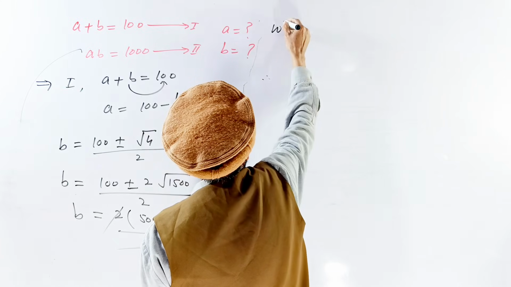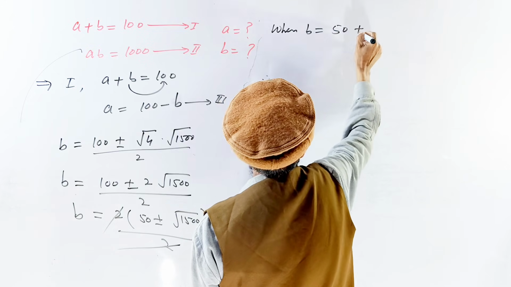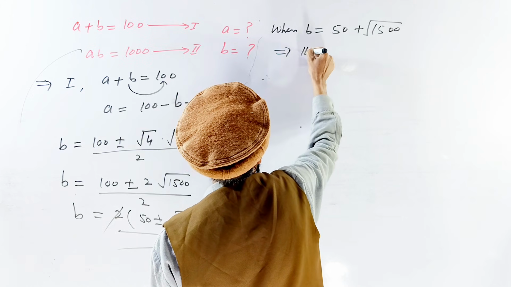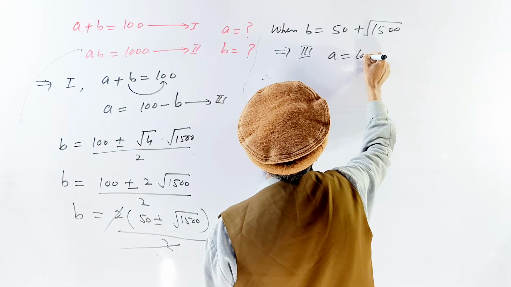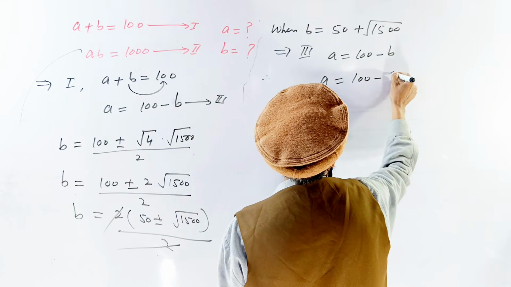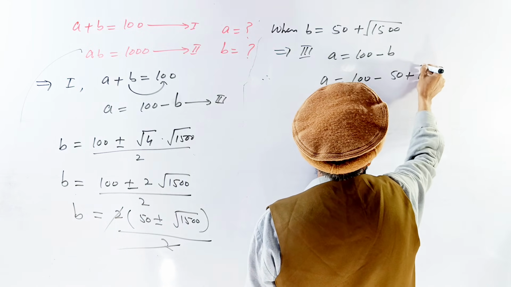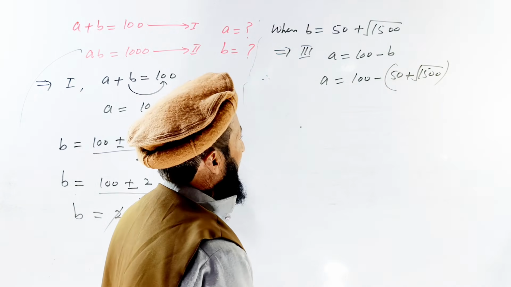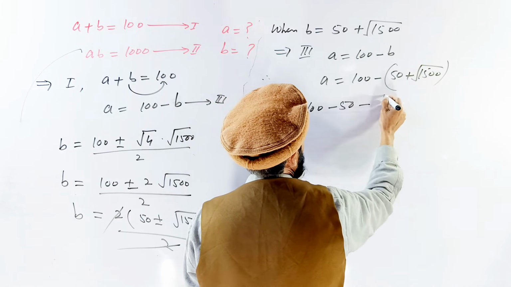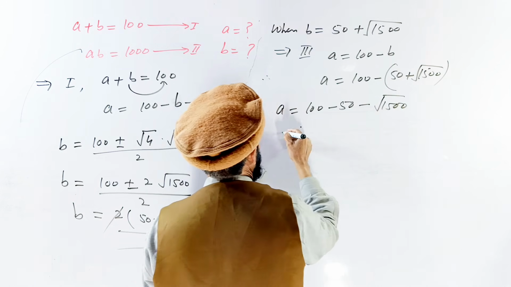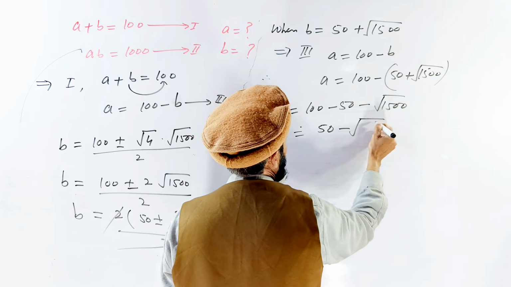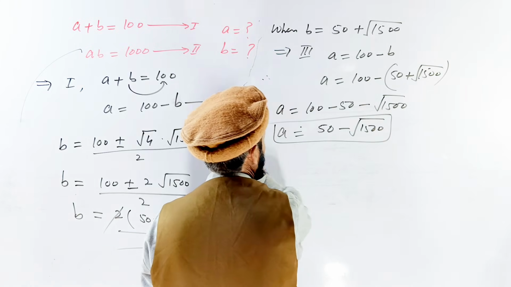Now we find the value of A. Take B is equal to 50 plus square root of 1500. Then in equation number three, A is equal to 100 minus B. We put the value of B here, 100 minus 50 plus square root of 1500, and we take the bracket because the minus affects the other side. A is equal to 100 minus 50 minus square root of 1500. So A is equal to 50 minus square root of 1500, which is the answer for A.